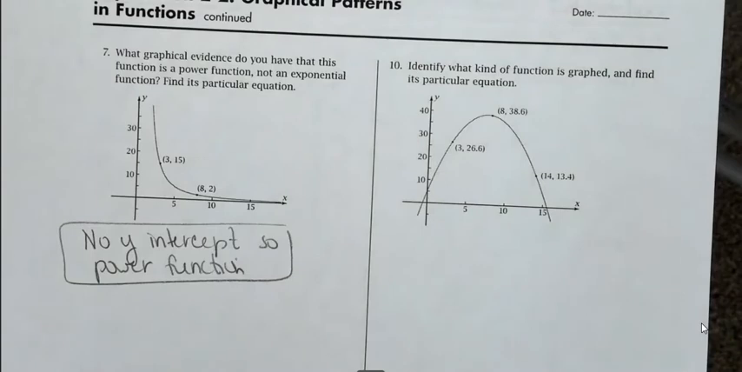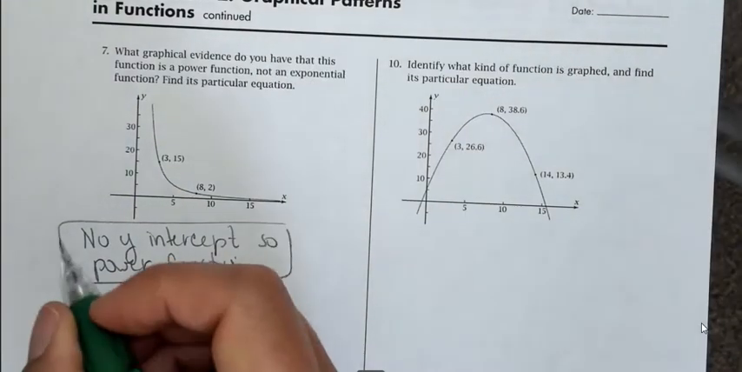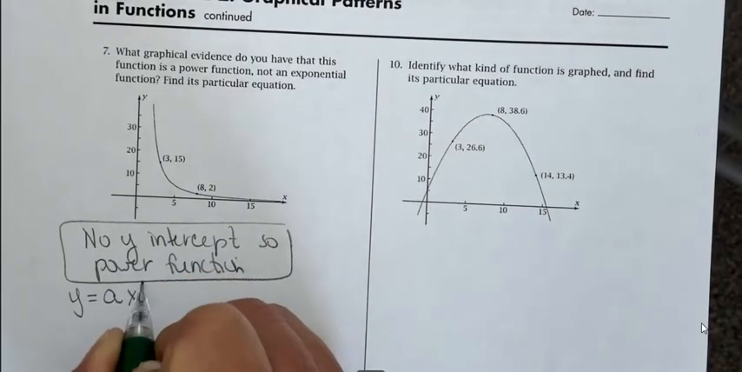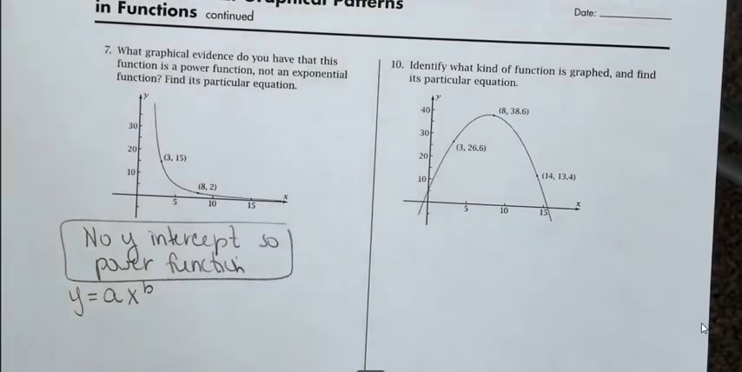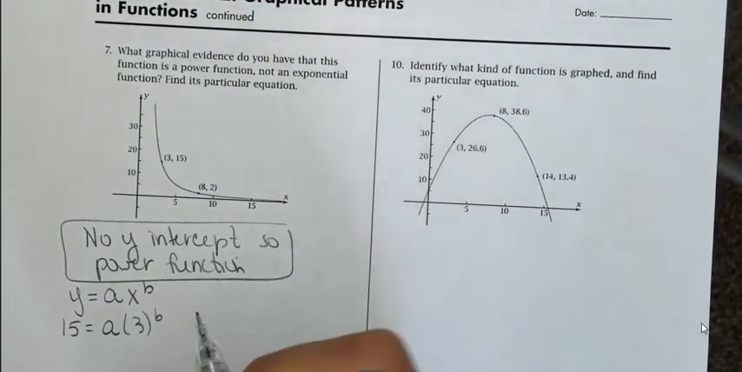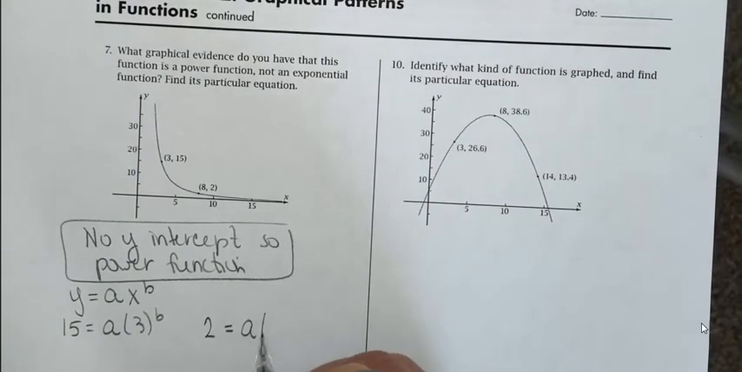Now we're going to find its particular equation. So very similar to finding exponential. And I think you got quite a bit of practice with this last year. So this is y equals a times x to the b power. Okay. And so now I'm going to come up with two equations and do some substitution. So first one's going to be 15 equals a times 3 to the b. And the other equation will be 2 equals a times 8 to the b.